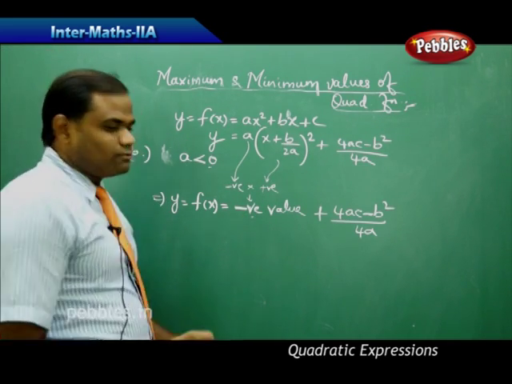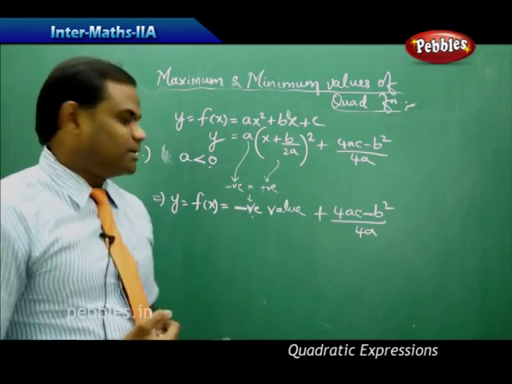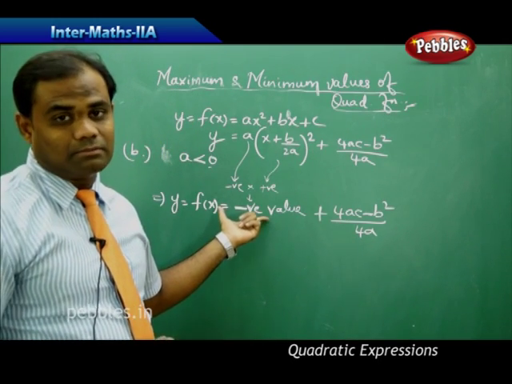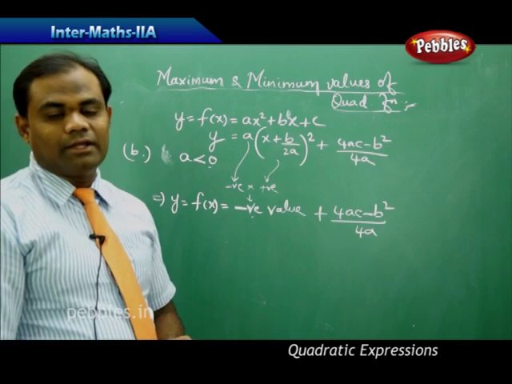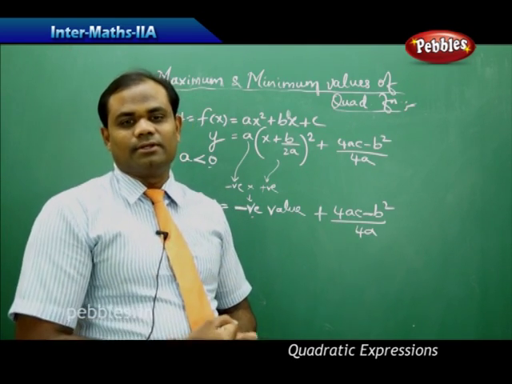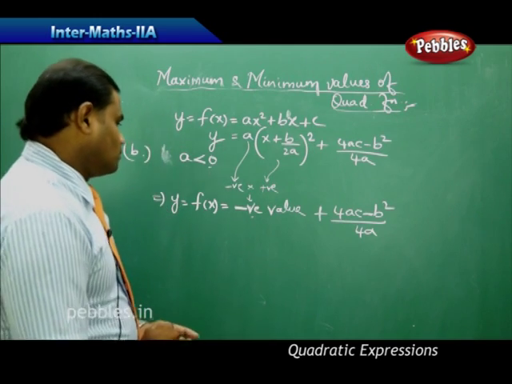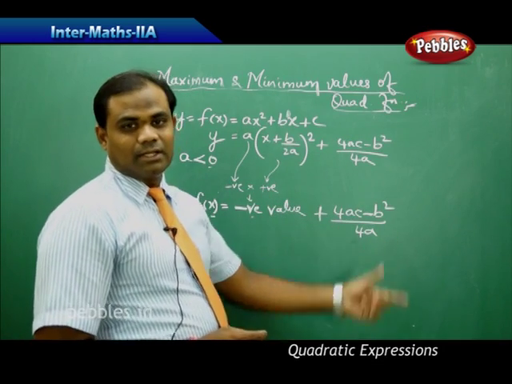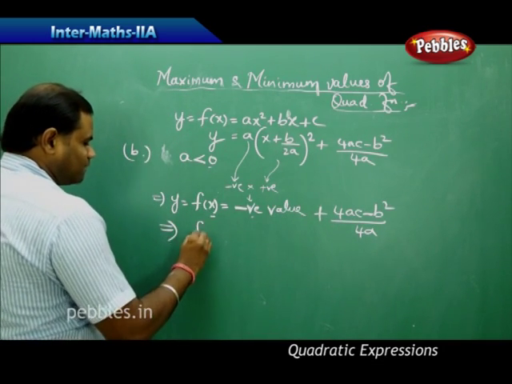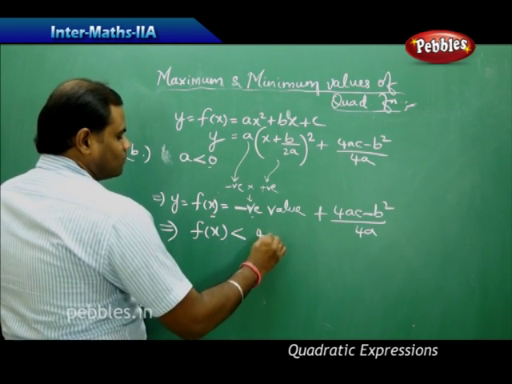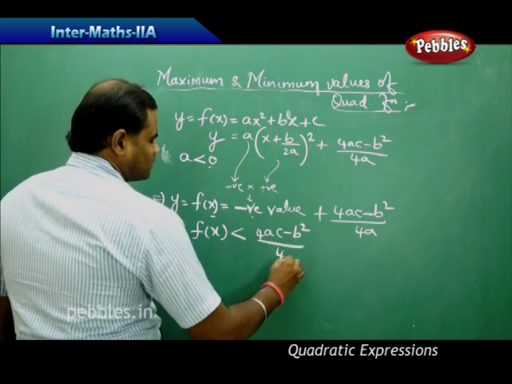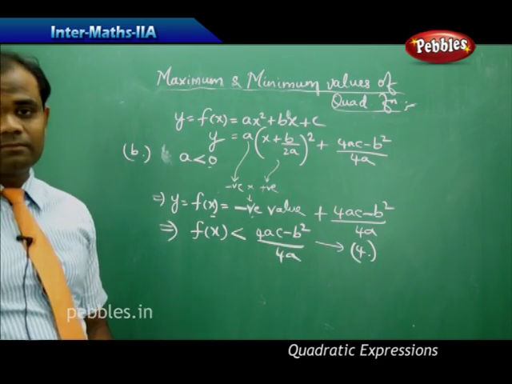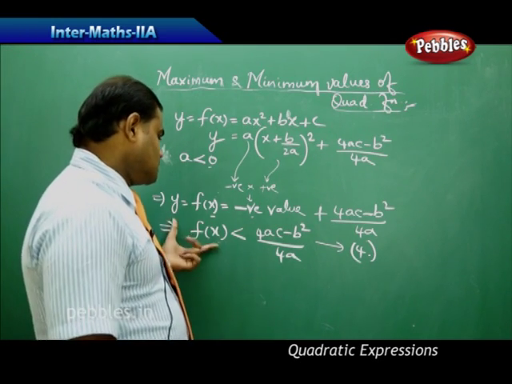So when I add a negative value to the quantity, it obviously reduces. That means f of x is always less than or equal to this, because there is a negative value added but not a positive value. Adding a negative value implies reducing the quantity by some units. So in this case, because we are reducing the quantity by adding a negative value to this, mathematically we have f of x is less than (4ac minus b squared) by 4a, which I take as equation 4.